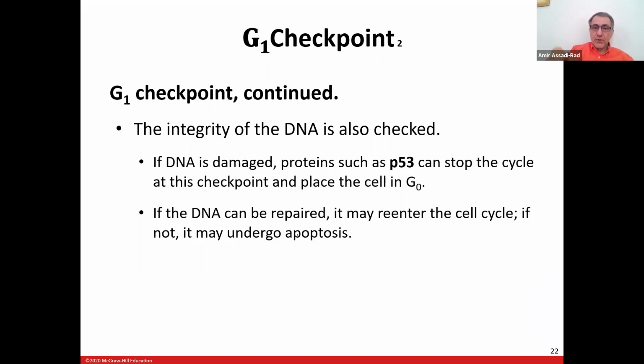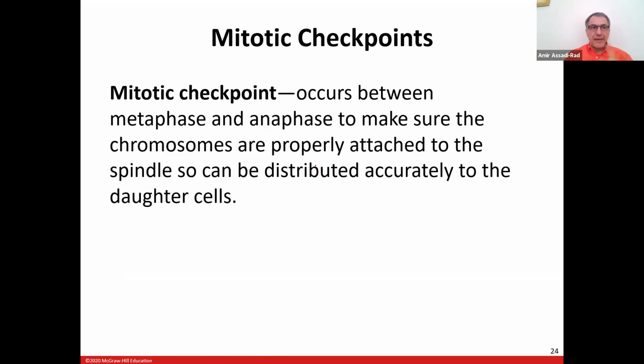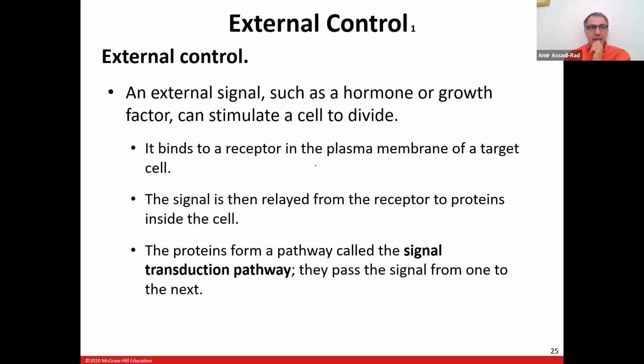Here is the G1 checkpoint, and then p53. It is a very important protein molecule. I guess we will talk about this one again when we talk about the cancer chapter. It can stop the cell cycle, yes, p53, and scientists are trying to work with that molecule in the case of cancer patients. But anyhow, the cell cycle halts and the cell verifies that the DNA replicated and so on. G2 checkpoints, okay. Mitotic checkpoints, okay.